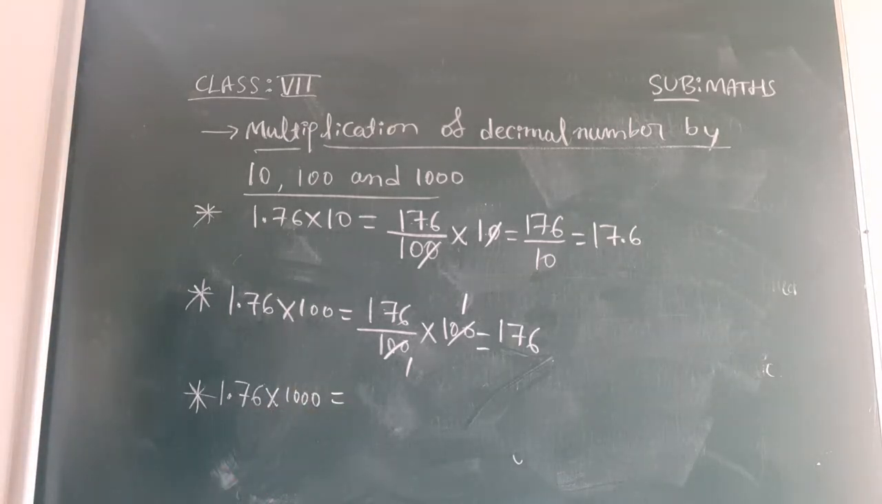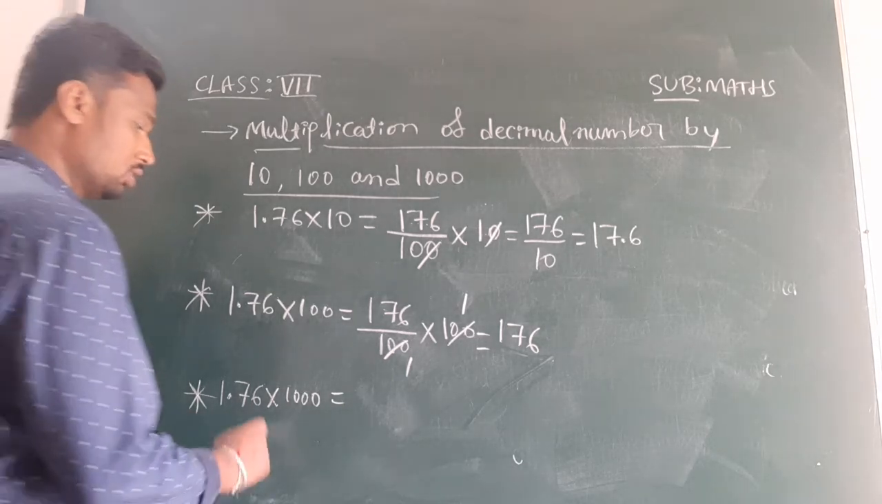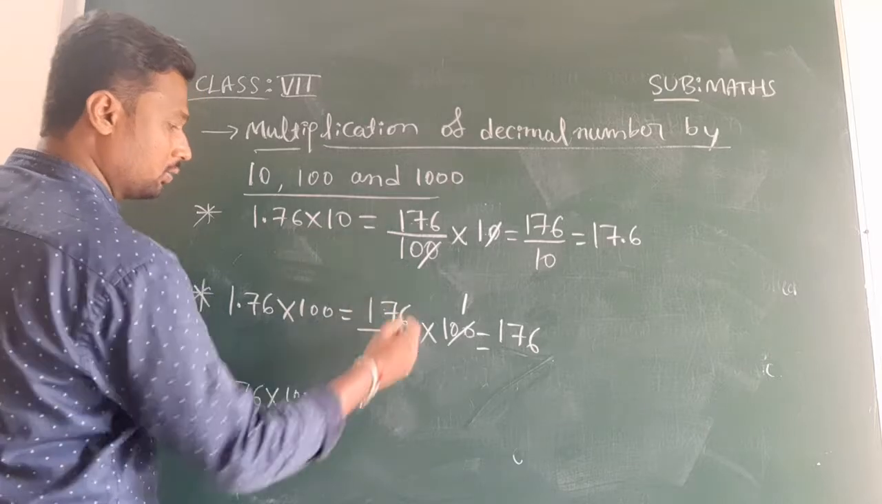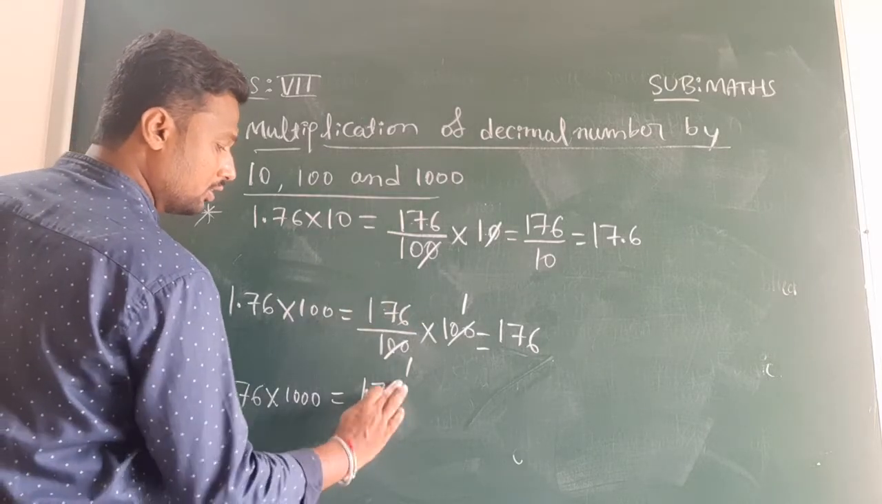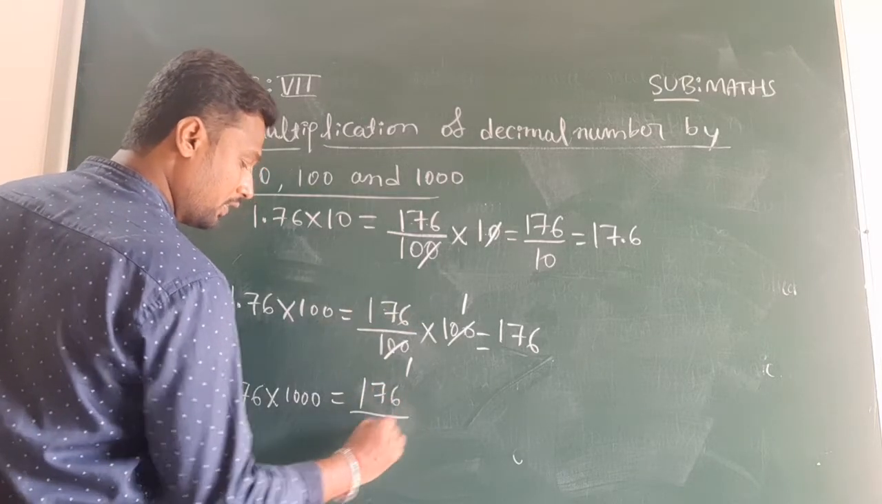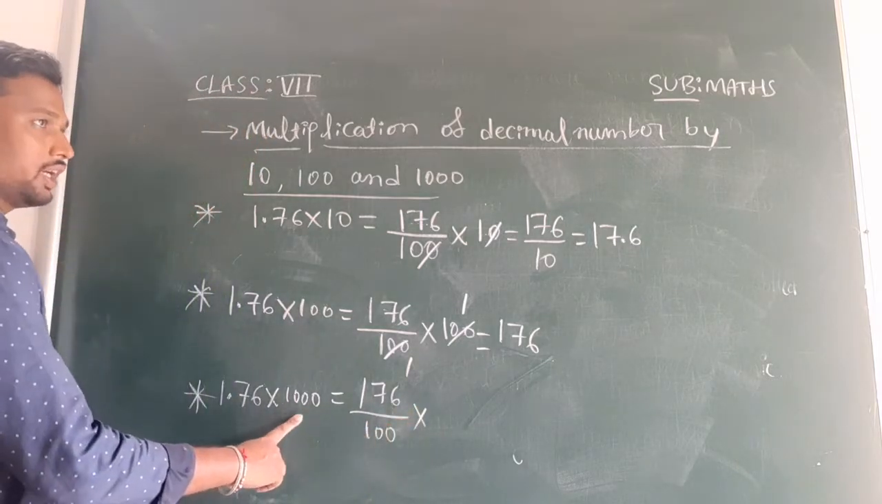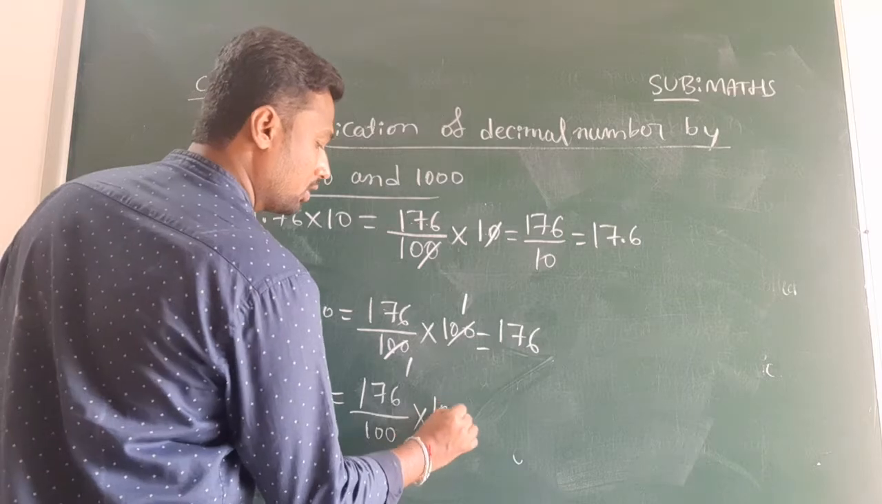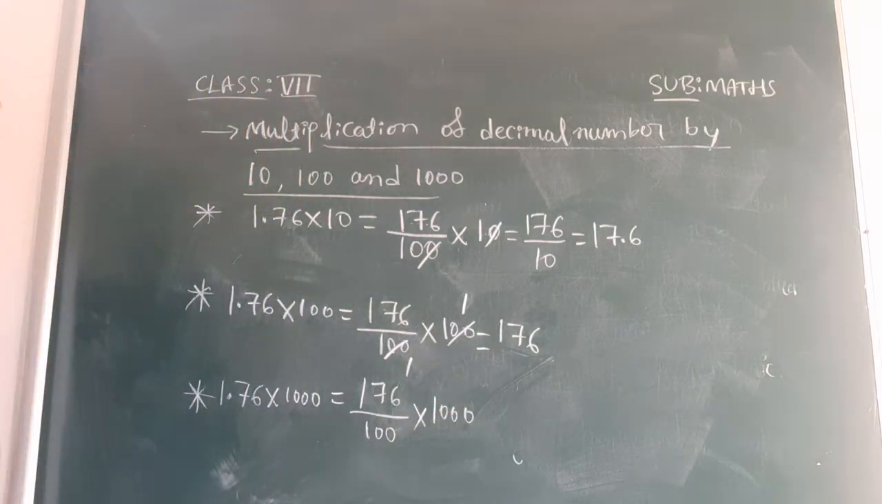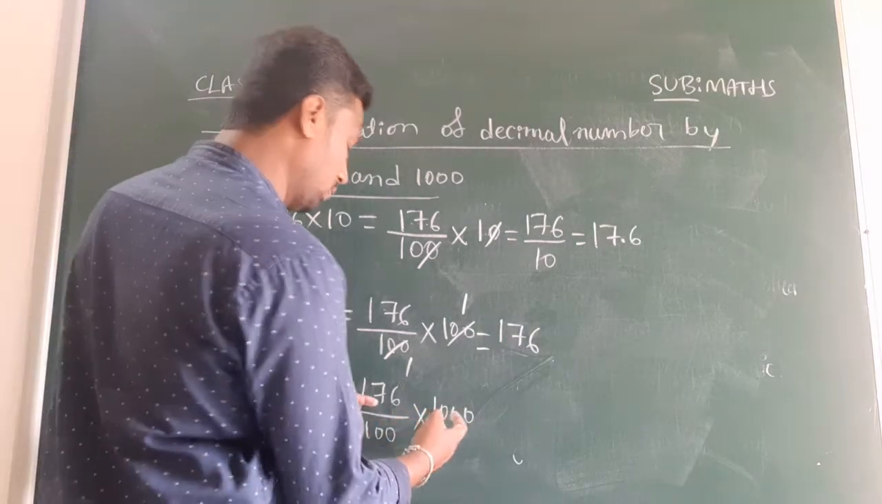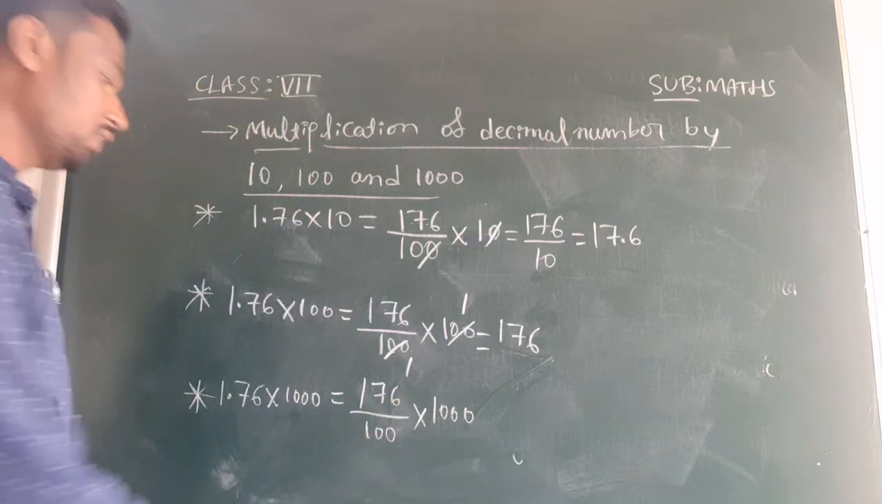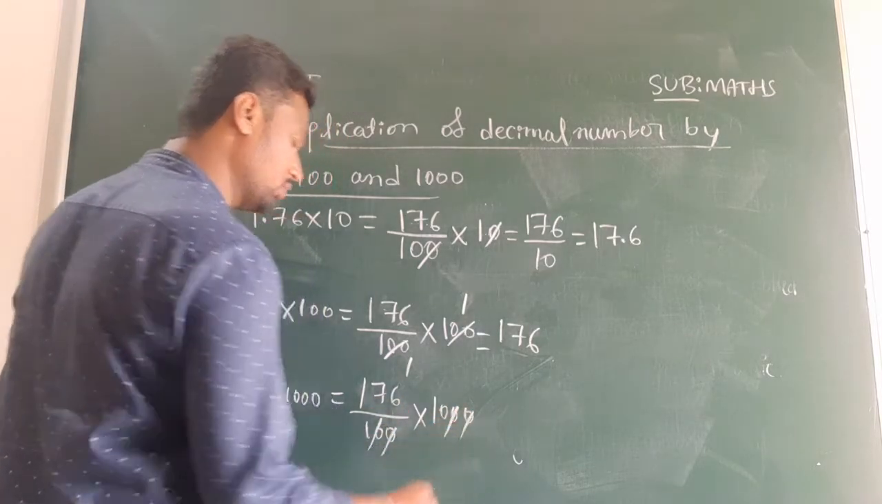1.76 into 1000 means, first we will convert this 1.76 to a fraction value. So what we will get here? 176 divided by 100, into what is the value we have here? That is 1000. So I will write 1000 here. Now again we can cancel any of these two values by 100. So I will cancel these two zeros here and these two zeros.